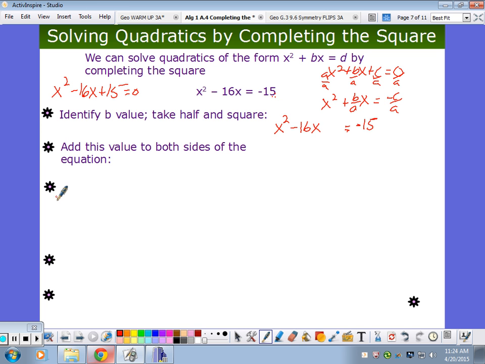Okay? Complete the square. Take half and square. What's half of negative 16? Negative 8, square that. So I'm putting a plus 64 here. This is an equation. I added 64 to one side. What do I have to do to keep this thing in balance? Add it to the other side. I have to add it to the other side. Most common mistake, you forget to add it to the other side.